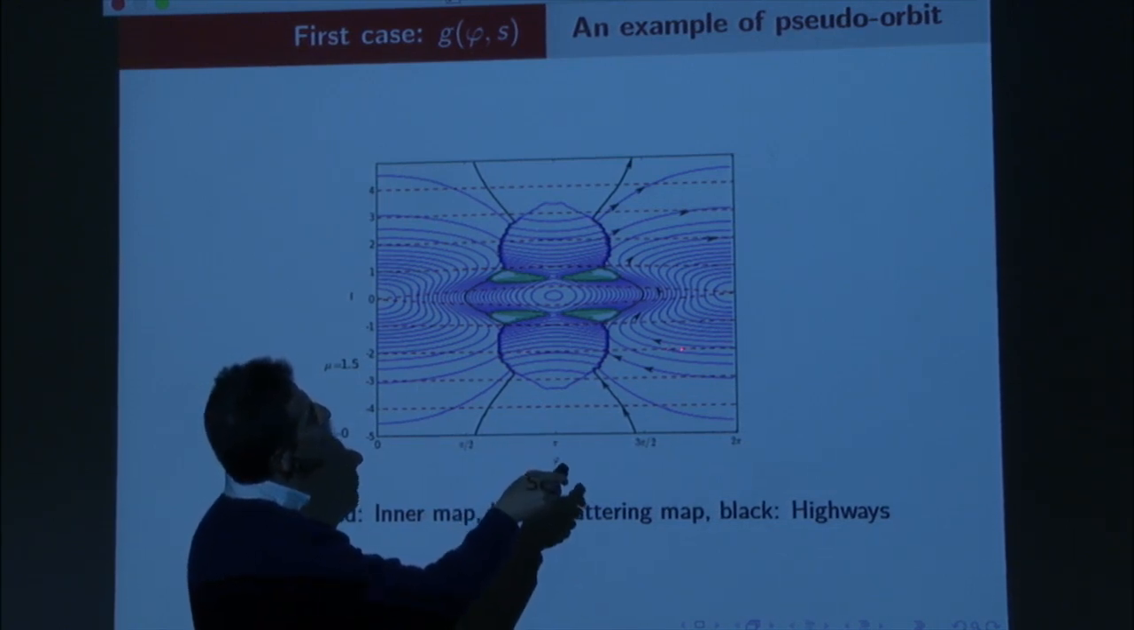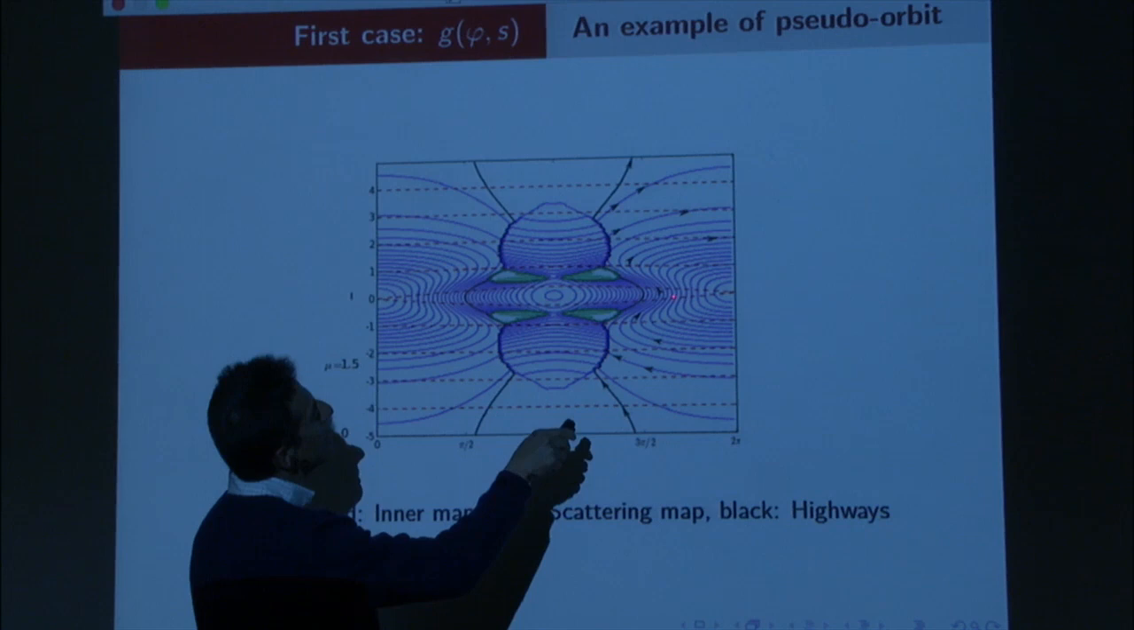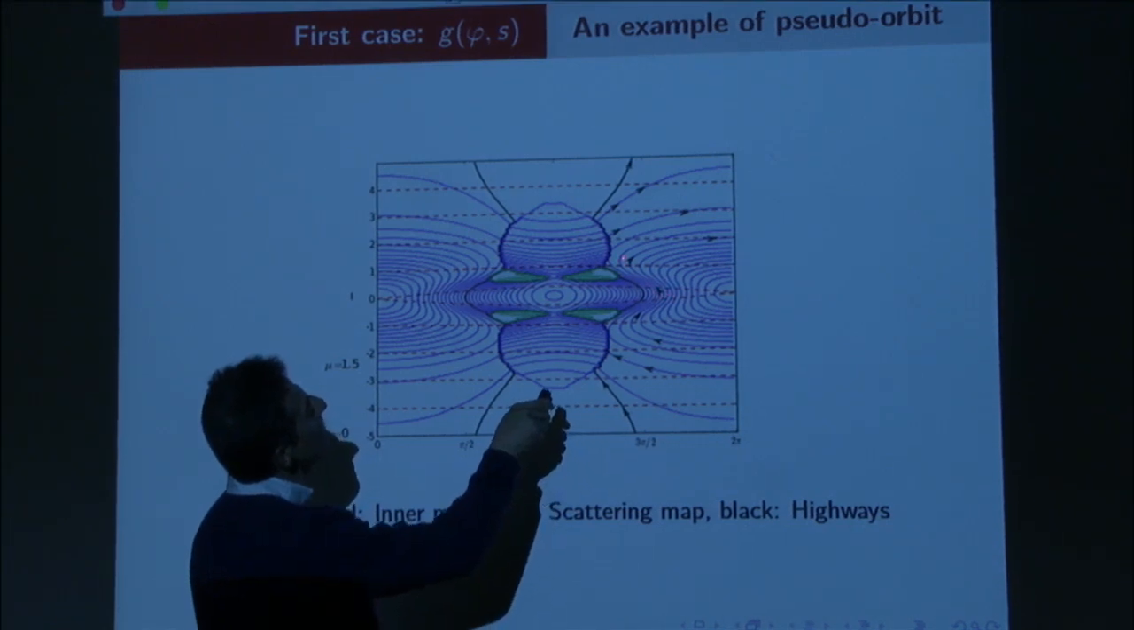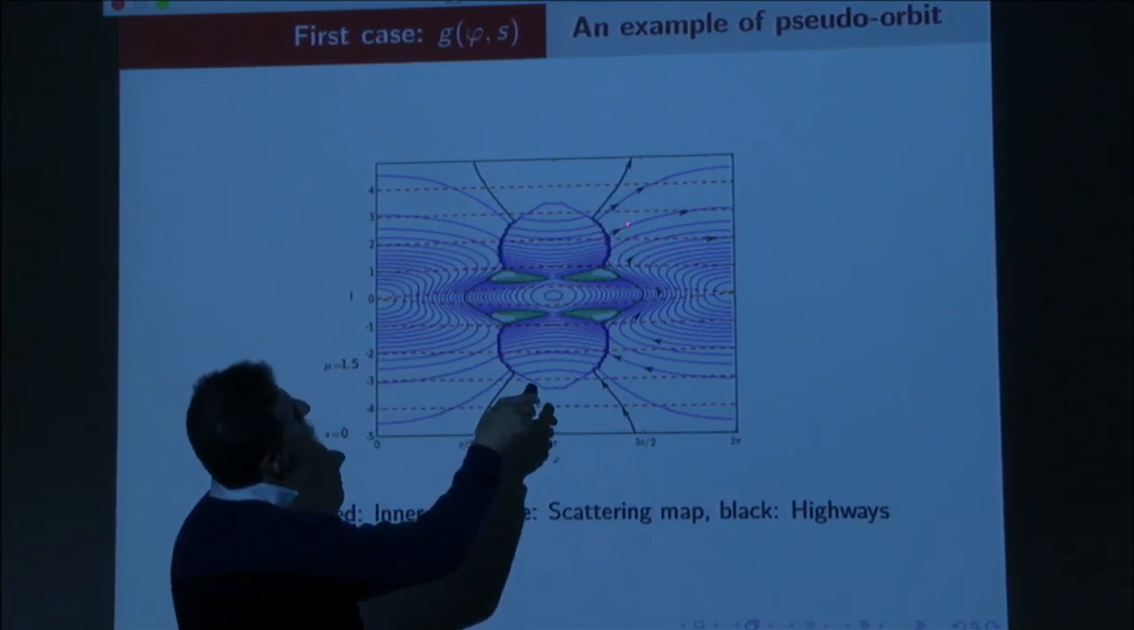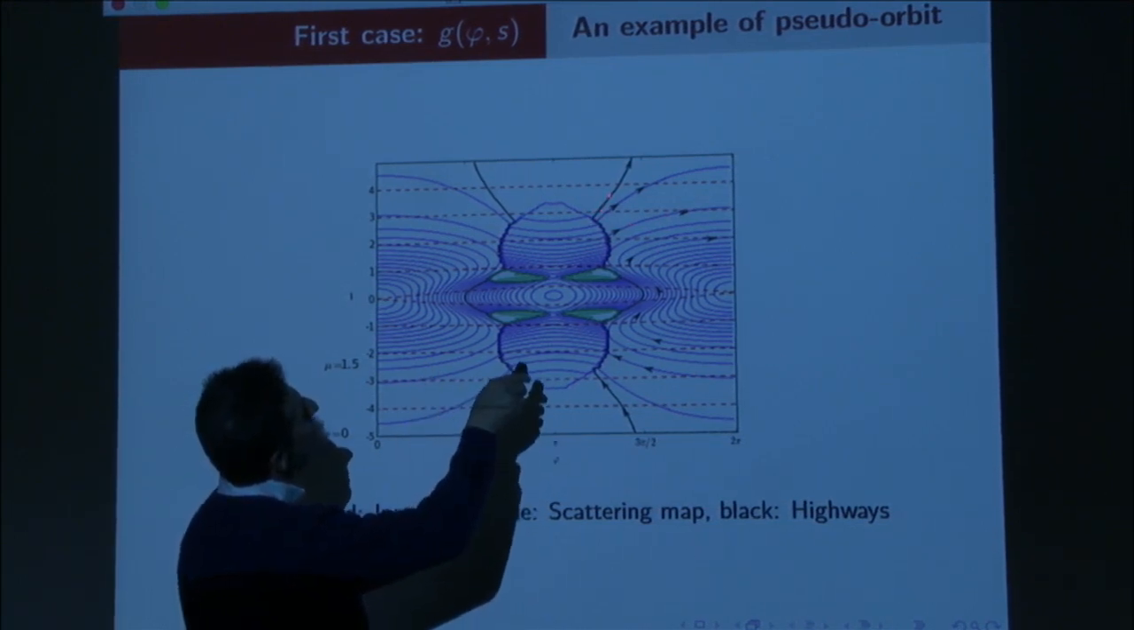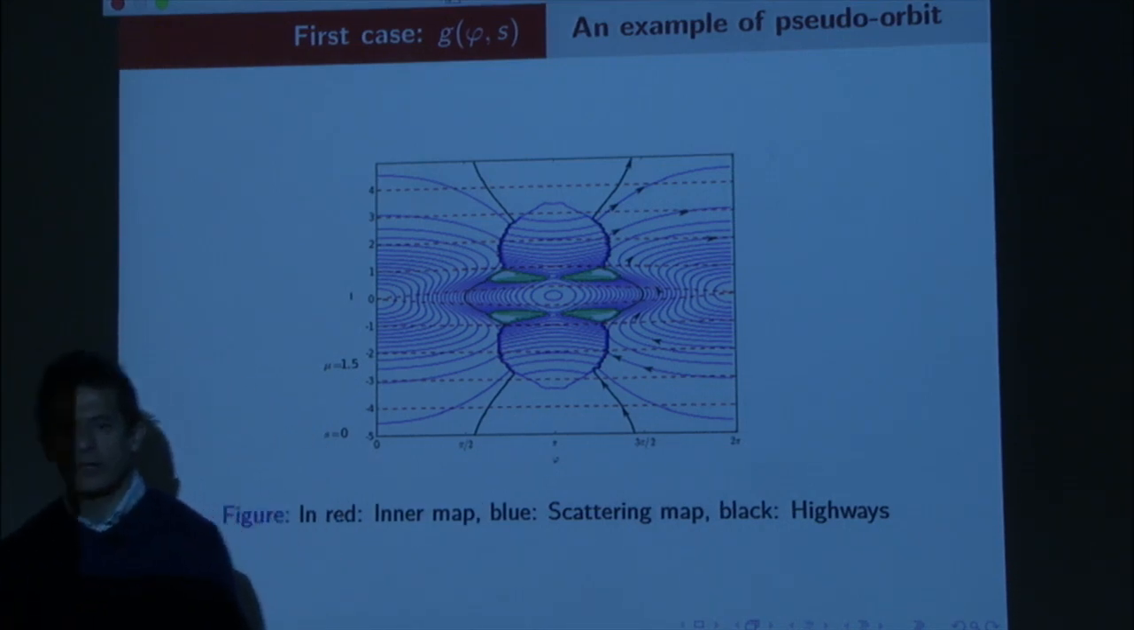Okay, so now, for instance, I go here, and oh, I can jump up to this part. And I can even go here, and then, if necessary, I take again the inner map. I go there. I can take again the inner map. I go there. And then from this moment on, I can continue with this scattering map. Okay, this is one possibility.